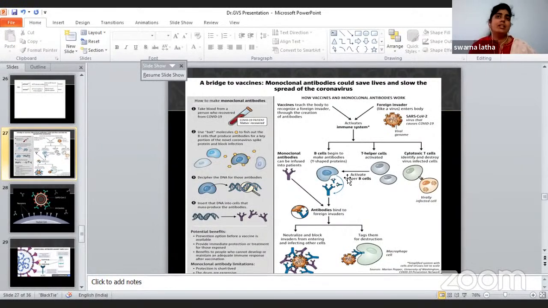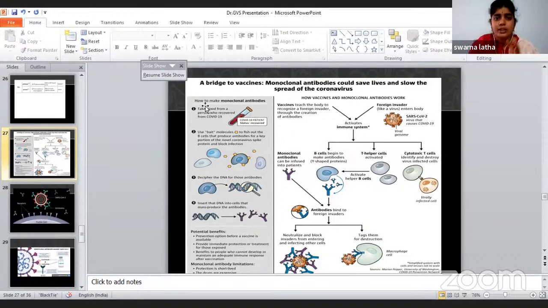Then what will happen is our B cells will become effector B cells and memory B cells. Effector B cells will do the action immediately, whereas the memory B cells keep it in mind, and whenever the live coronavirus has entered, the memory B cells will play a major role and recollect that already we are vaccinated, our body is ready, so it can immediately produce the antibodies and kill the virus. So this is the main mechanism behind vaccination.